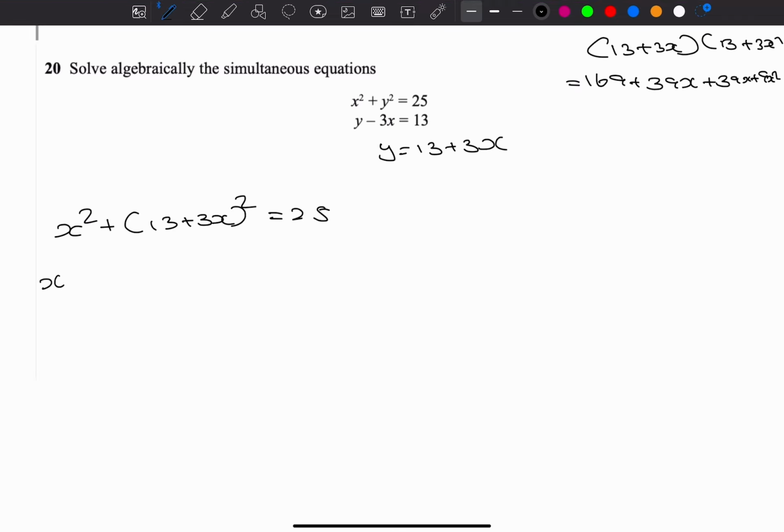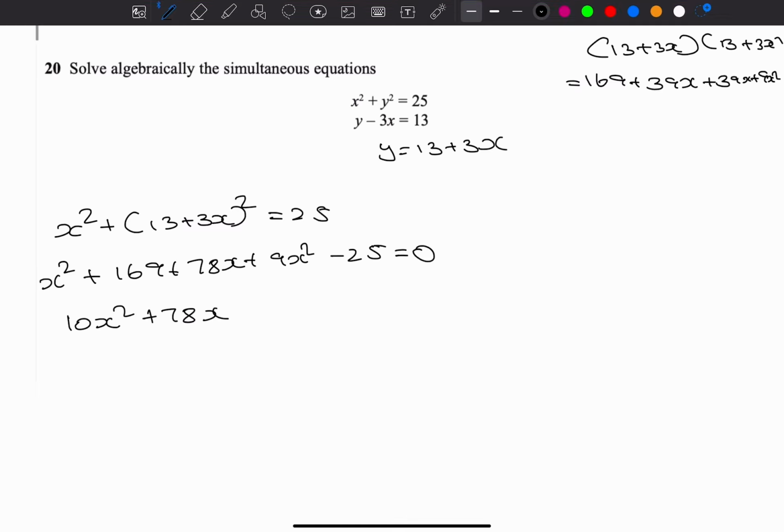That will give you x squared plus 169 plus 78x plus 9x squared, minus, bring the 25 in, minus 25 is equal to 0. That will give you 10x squared plus 78x.